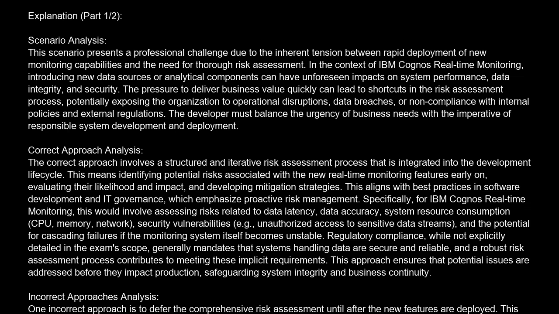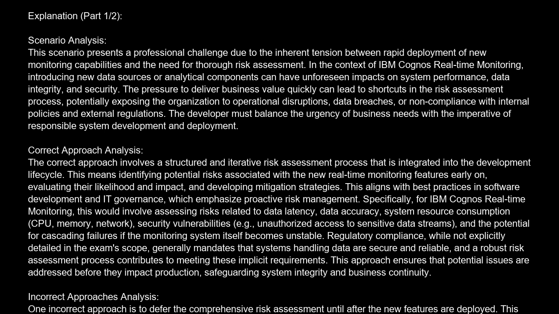Conduct a comprehensive risk assessment that identifies potential impacts on system performance, data accuracy, and security, and develop mitigation strategies for identified risks before proceeding with full deployment. Explanation. Scenario analysis. This scenario presents a professional challenge due to the inherent tension between rapid deployment of new monitoring capabilities and the need for thorough risk assessment.